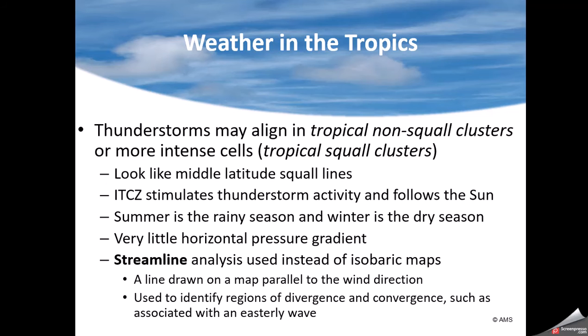So what happens is thunderstorms align in small tropical clusters sometimes, easterly waves, and they literally look like mid-latitude squall lines. Many, many times the intertropical convergence zones were this.